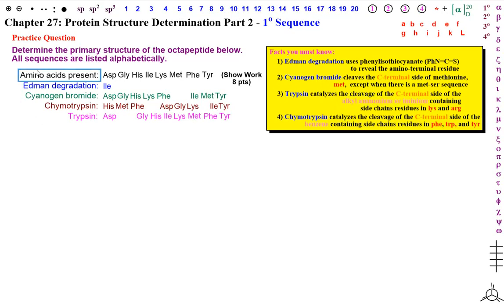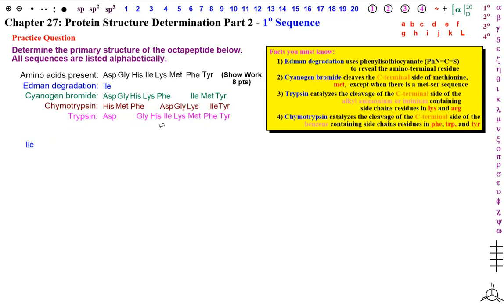Here's our data. In every fragment here, all the amino acids are listed alphabetically, which has no bearing on the correct sequence. So that's the cyanogen bromide fragment, but alphabetical. Similarly here, smaller fragment. Always start right here. There's our first amino acid. We got a point.